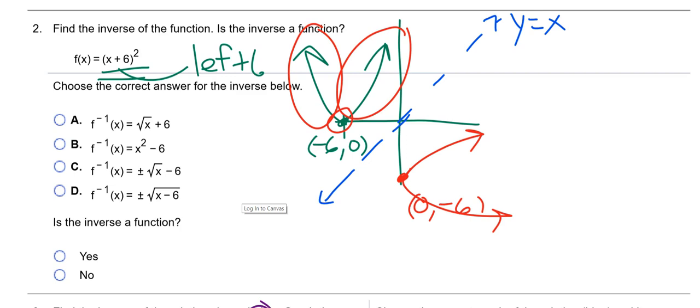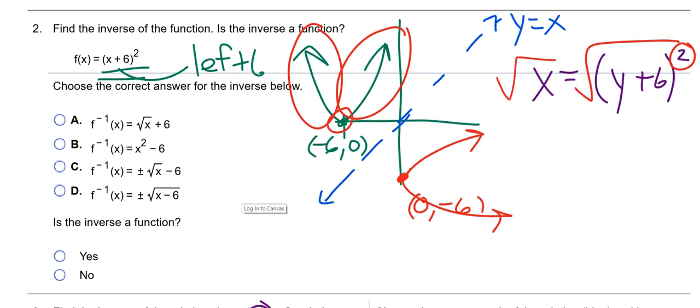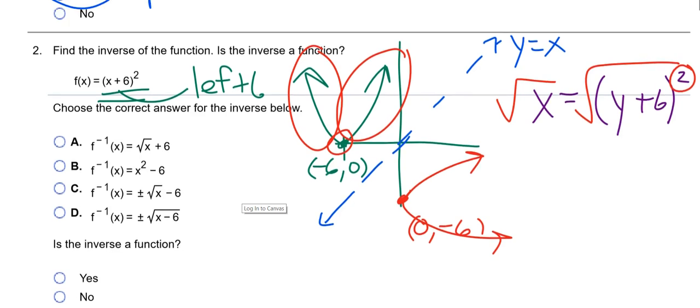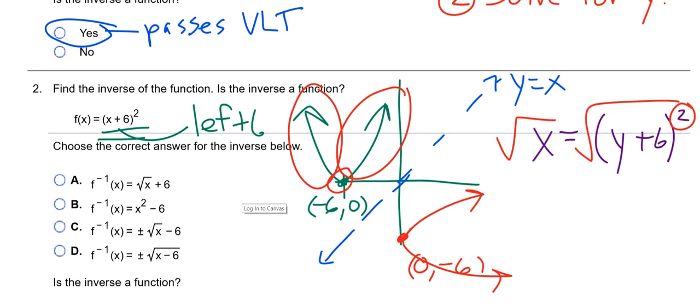And I'm going to ask, and we'll see how the algebra works out here. So first step, switch x and y. All right. So if we switch x and y, we've got x equals parenthesis y plus 6 quantity squared. All right, now what are we going to do to get y by itself? That's step number 2, is to get y by itself. So how do we handle getting rid of the square? Take the square root.